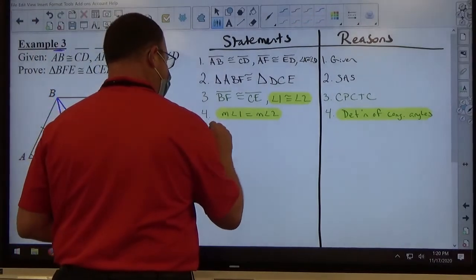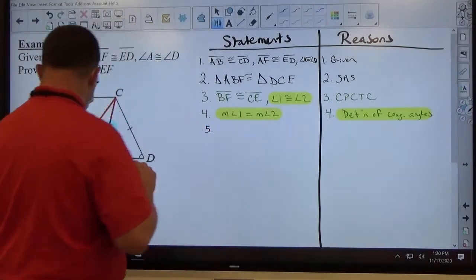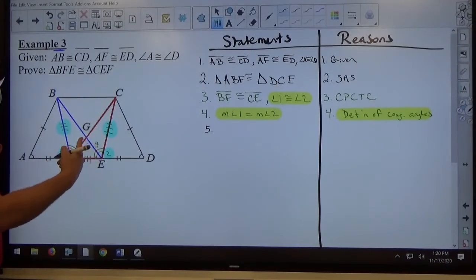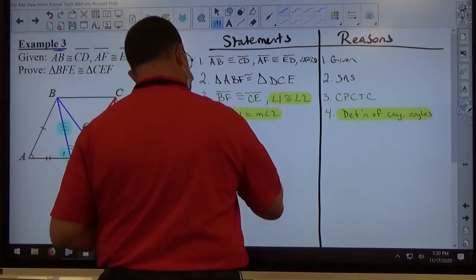Next, I want 1 and 2 to be involved with the angles that I care about, which are 3 and 4. So 1 and 3 make 180, 2 and 4 make 180. That's what we want next.